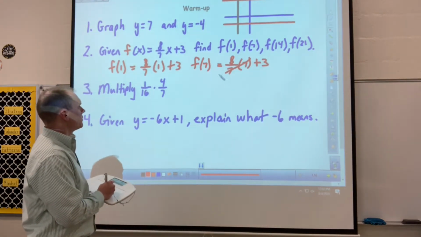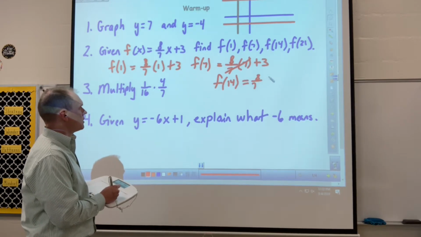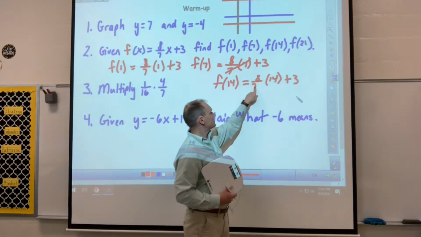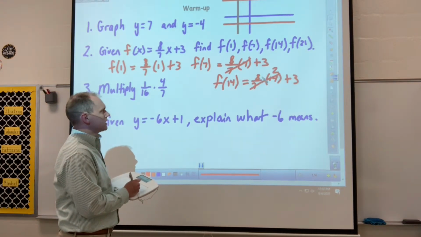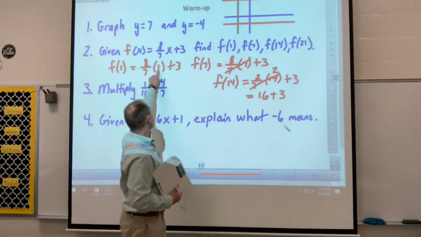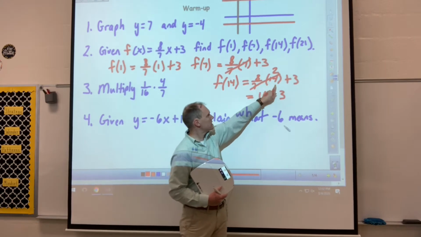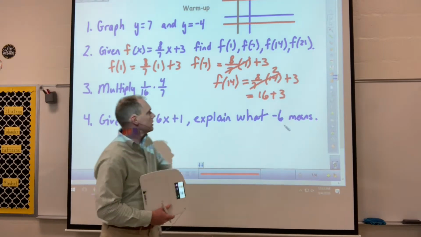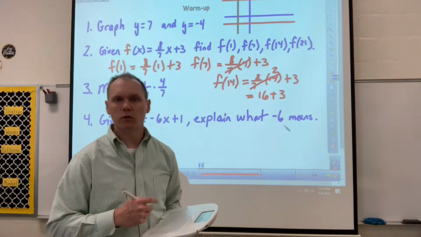Or, how about f of 14? You probably imagine what's going to happen here. 8/7 times 14 plus 3. 14 divided by 7 is 2. So that's reduced to 2. And then 2 times 8 is 16. So it's going to be 16 plus the 3. So I could go over 1, up 8/7. I could go over 7, up 8. I could go over 14, up 16. Or I could go over 21, up 24, if you were able to do that as well.